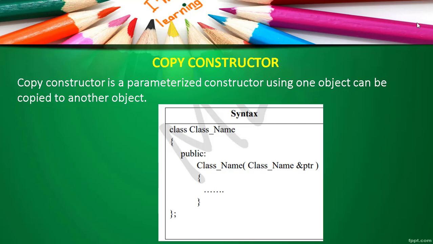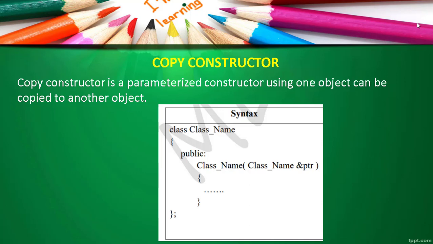In our previous class, we have studied the types of constructor, that is default constructor and parameterized constructor, and today we are going to learn about copy constructor. A copy constructor is a parameterized constructor using which one object can be copied to another object.